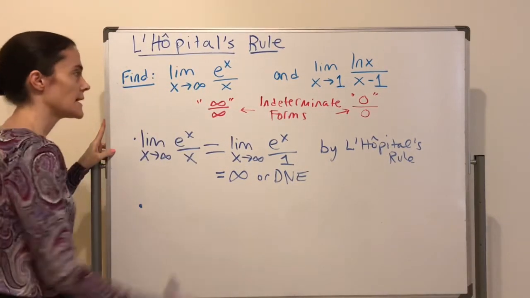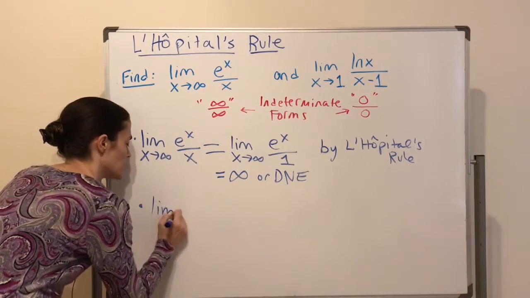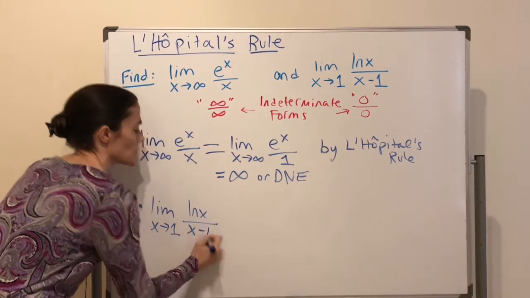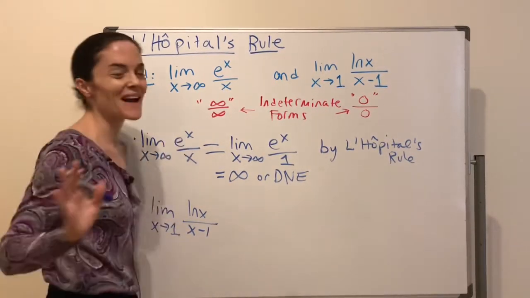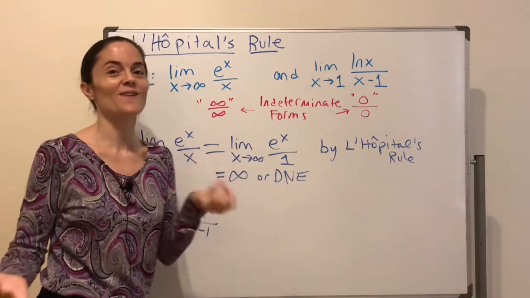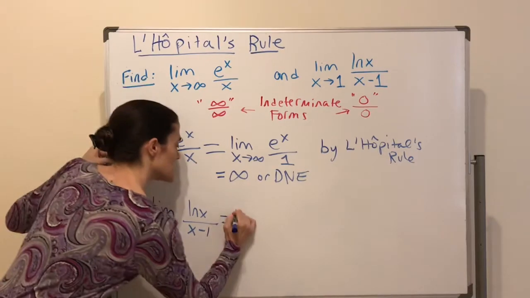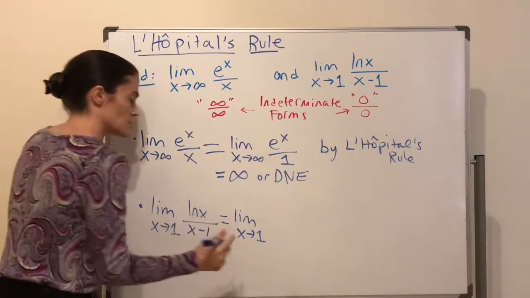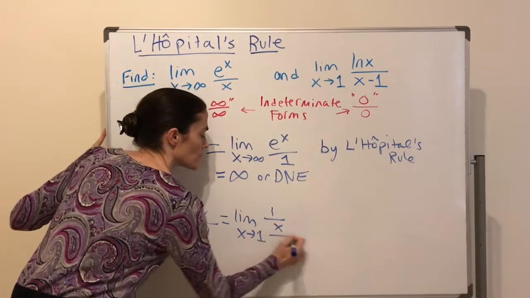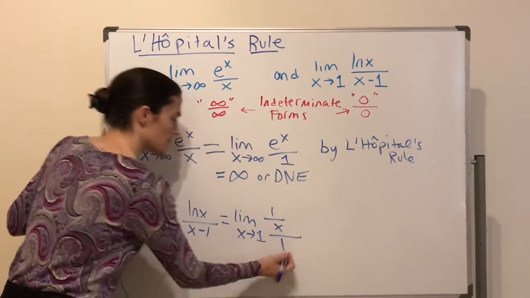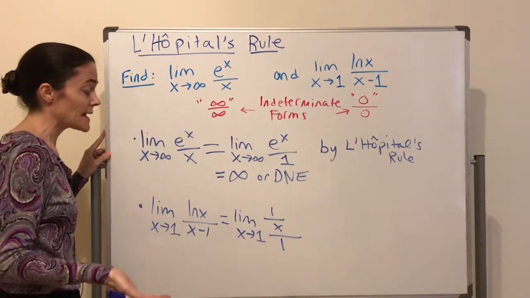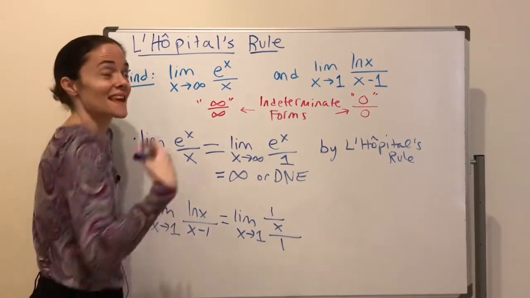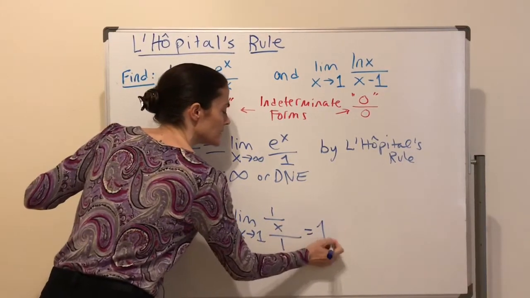Okay? Now let's do the second one, the limit as x approaches 1, natural log x over x minus 1. Again, we've already verified we get an indeterminate form. We have 0 over 0. Let's take the derivative on the top, take the derivative on the bottom, reevaluate the limit. Derivative of natural log is 1 over x. The derivative here is 1 minus 0, which is just 1. Now we're looking at a limit as x approaches 1 of 1 over x. This is just 1 over 1, which is 1.